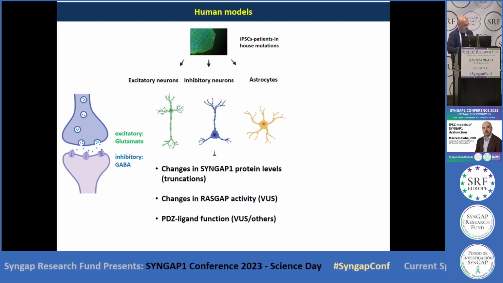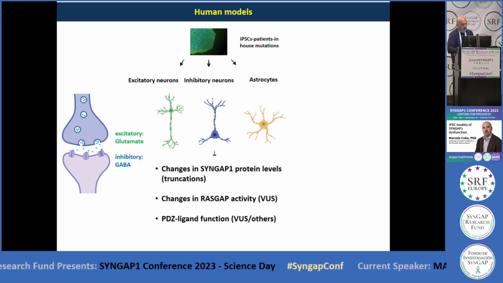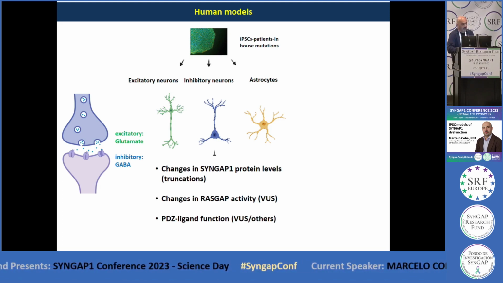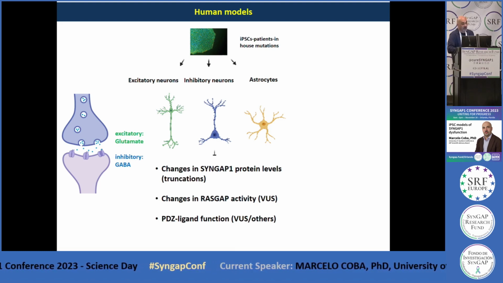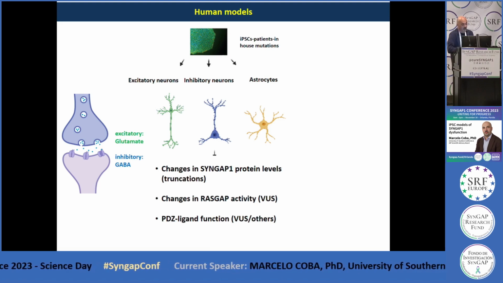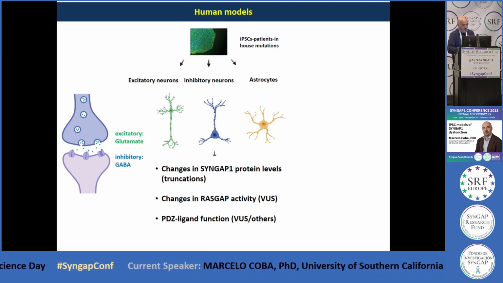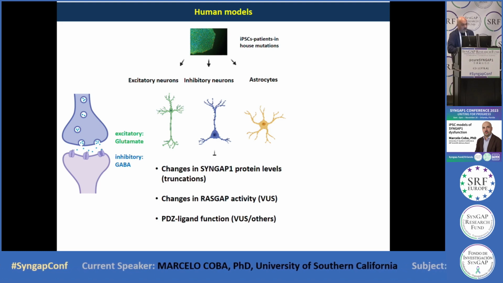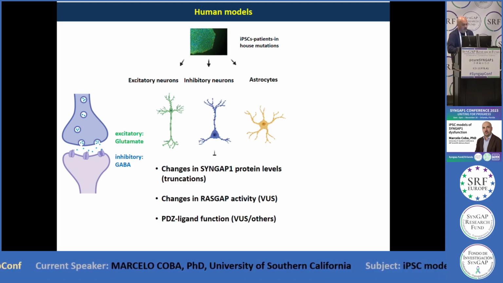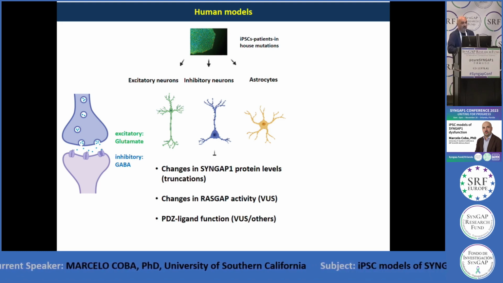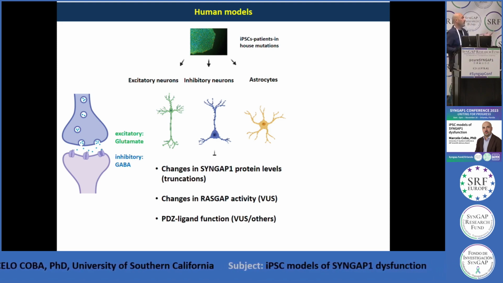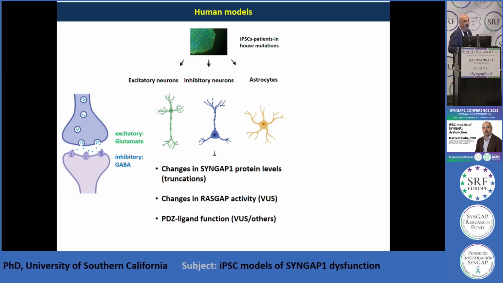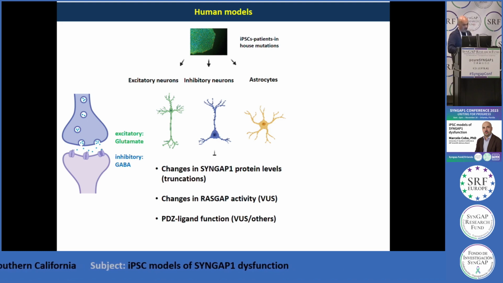And we're going to show data evaluating three functions of SYNGAP: what happens when you have mutations that truncate the protein and you have a decrease in the total protein level, or when you have changes in the RAS-GAP activity, which we are going to show with just one particular example, and mutations that affect the PDZ ligand. So in general, we like to evaluate what happens if you change the protein or you change the most studied functions of SYNGAP. And this is what I said before.